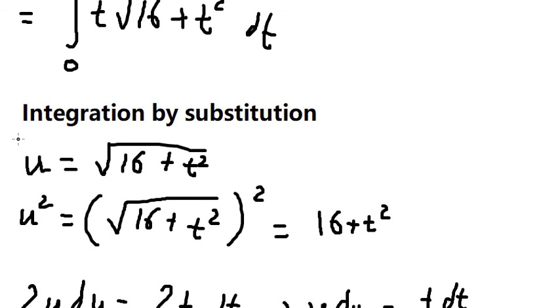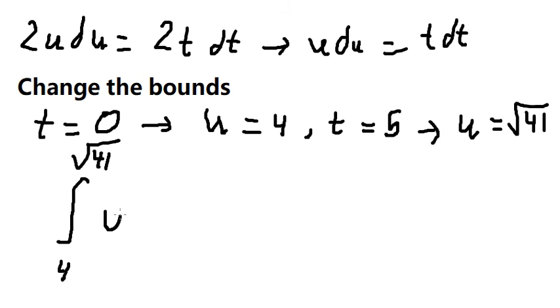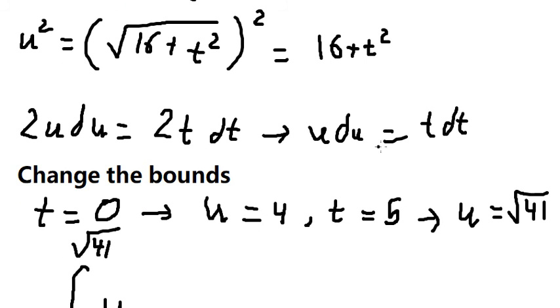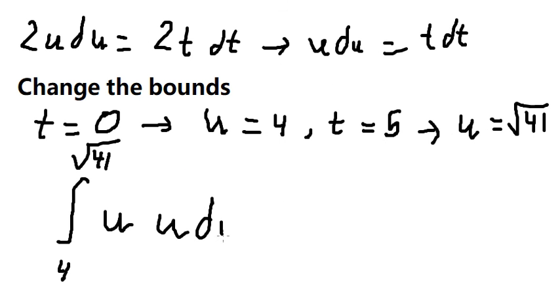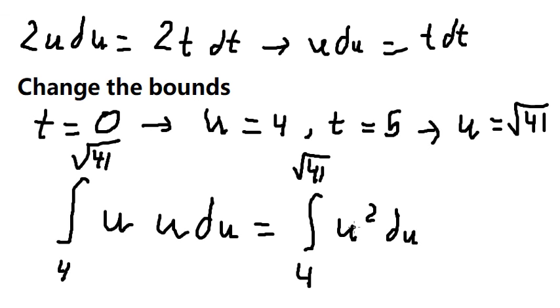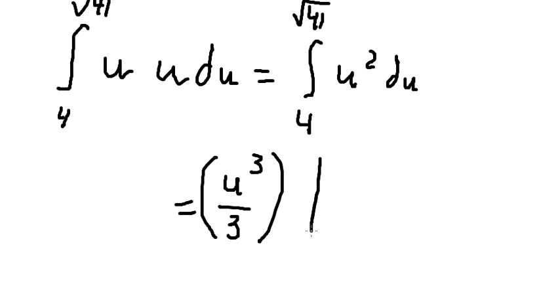Next, about this one, we change it for u. t and dt we change to u du. This one we have u squared du. The integration of u squared, we get u to the power of 3 over 3, and I will put the bounds from 4 to the square root of 41.